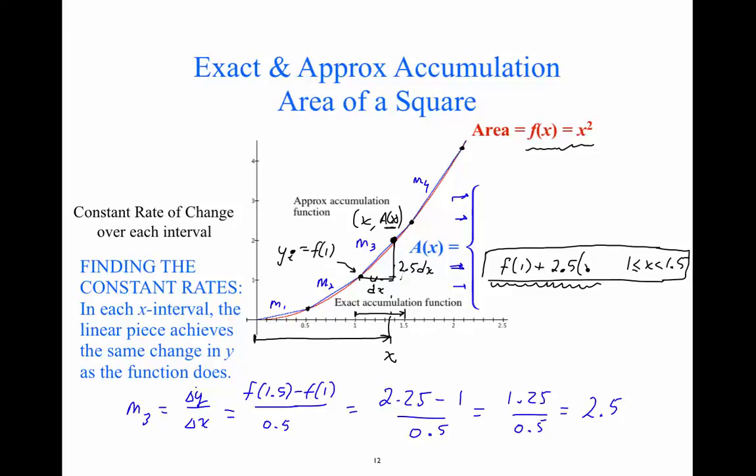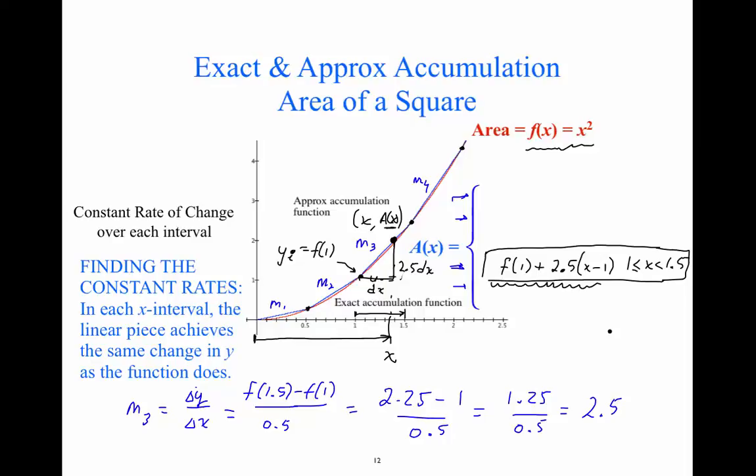X minus 1. The dx is final x minus initial x. Final x is x, initial x is 1. So initial y plus the change in y, where the change in y is m dx.